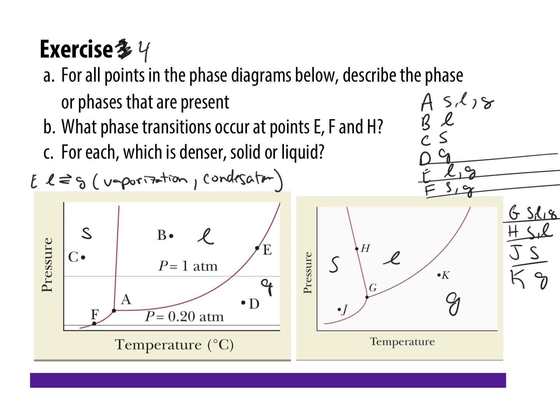Okay, then F is solid to gas. Again, that's sublimation and deposition. One that's a little bit harder to remember the names of. And the final one here, H, that's the most common, easiest words. So the easiest there would be freezing and melting.